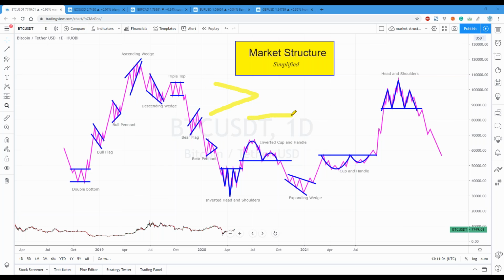An asymmetrical triangle and a symmetrical triangle are just the opposite, where one of the levels is horizontal and one is on an angle. But the only differentiation between that and a wedge is the angles on the support and resistance are slightly different. But ultimately, they form into what we could call a triangle. Even a bull pennant and a bear pennant are triangles.